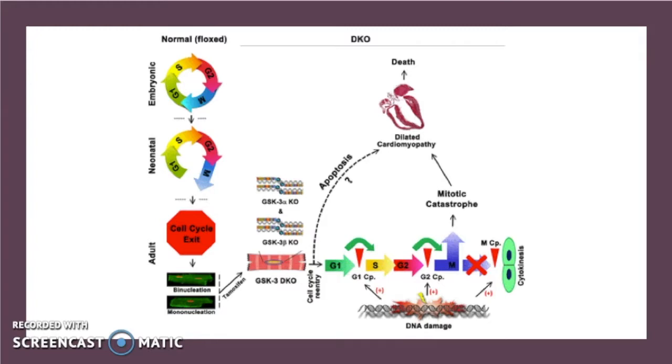GSK3 in the adult cardiac myocyte is a critical suppressor of cell cycle induction, and its loss leads to improper cell cycle reentry, culminating in mitotic catastrophe. This associated loss of functional cardiac myocytes then results in impaired cardiac function with rapid onset of congestive heart failure and death in the DKO mice.